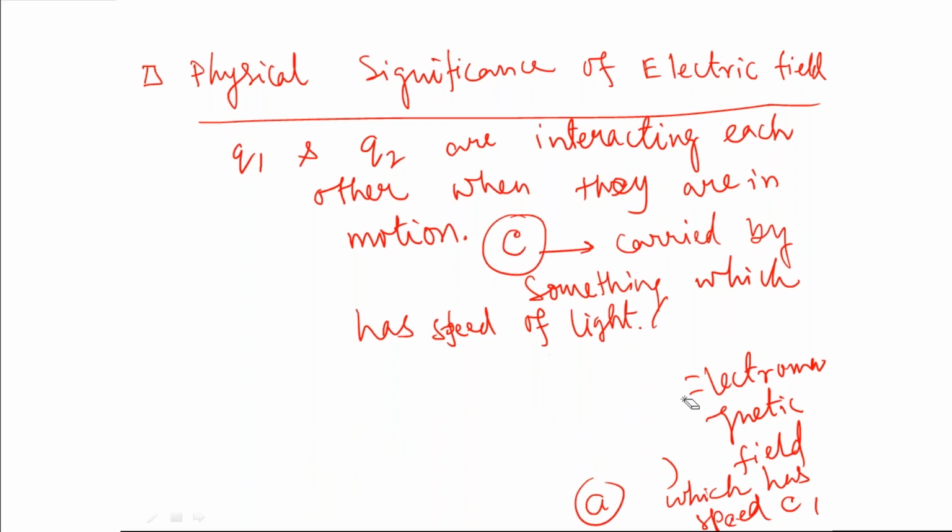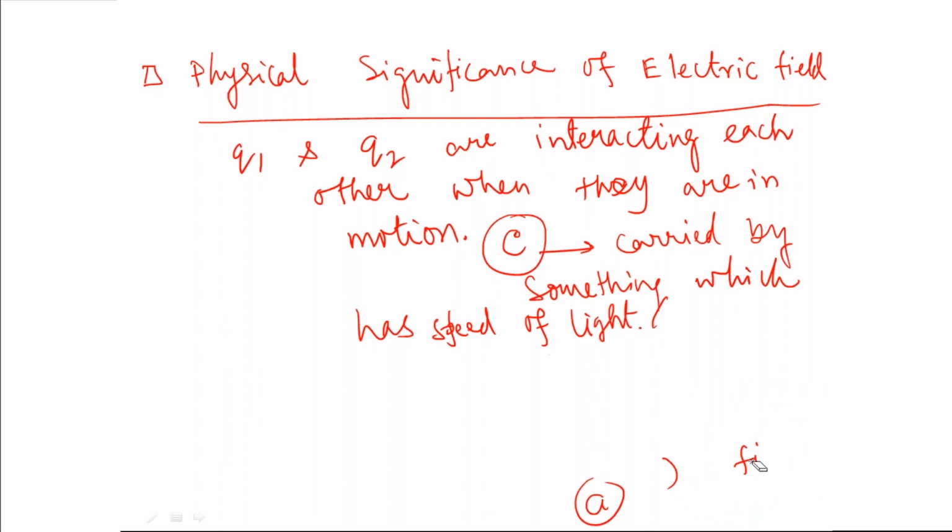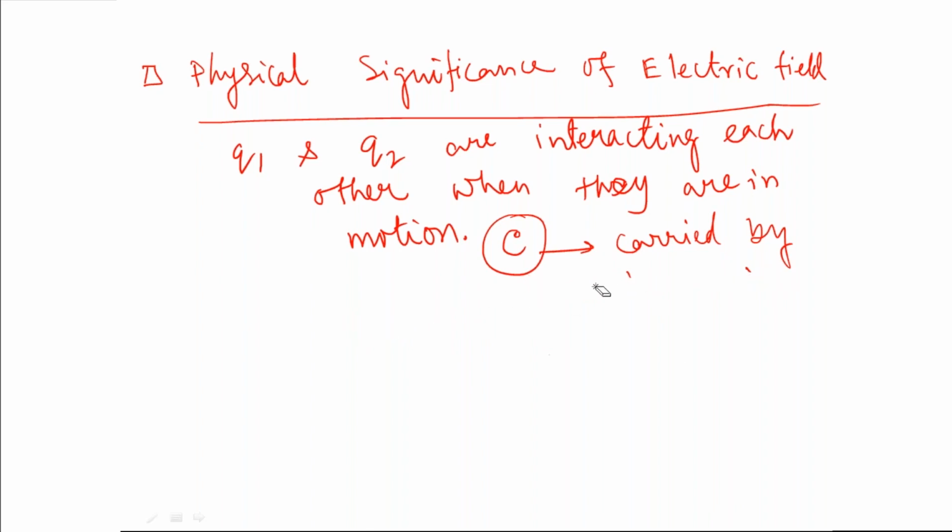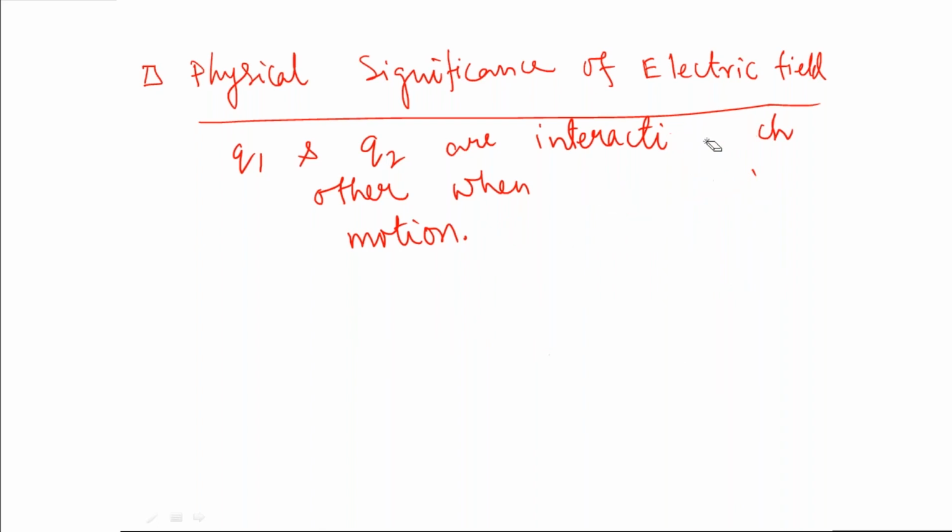The concept of the electric field was given by Faraday in electromagnetic theory. And by his mathematical formulation, he proved that light is actually an electromagnetic wave.